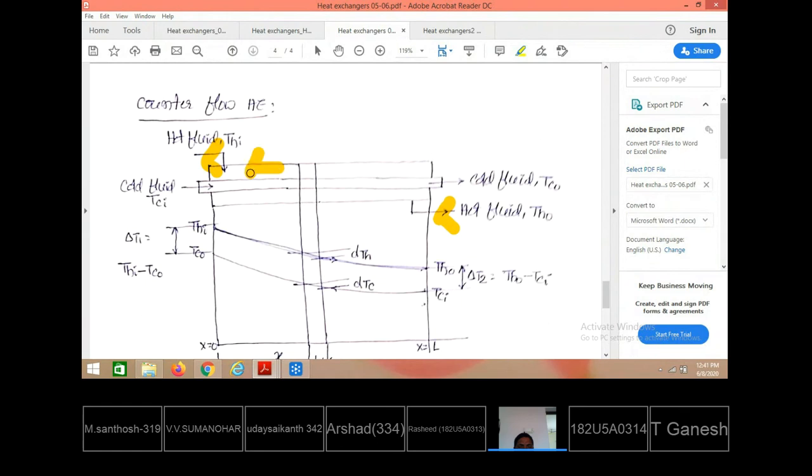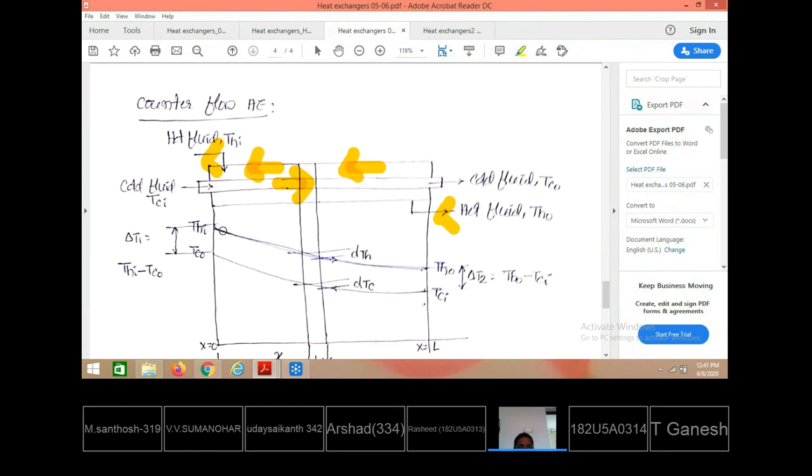Cold fluid is entering through the innermost tube, and hot fluid is flowing in the reverse direction. This is the direction of the cold fluid, and the hot fluid direction is reverse. Both are traveling in the reverse direction but in parallel. So this is the orientation we call a counterflow heat exchanger.